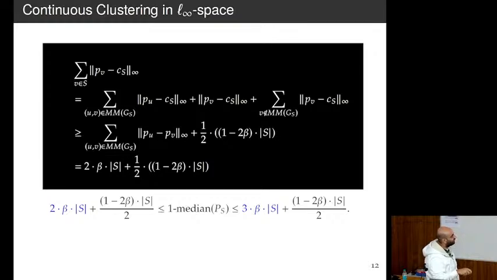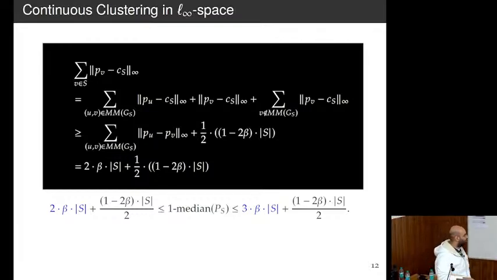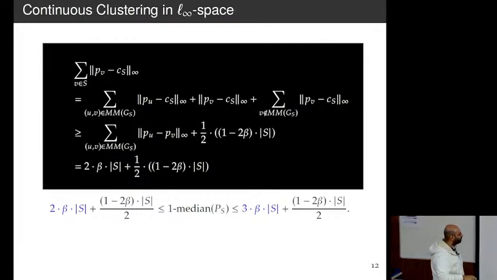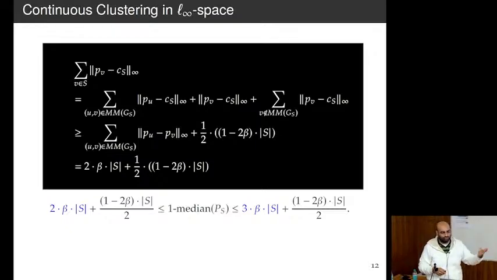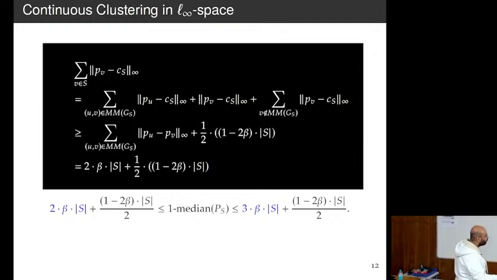So the number of points that are not in the max matching is 1 minus 2 beta times S. And for this, I know it's because things are adjacent, their distance is 2. So you get this quantity, 2 beta S plus half this thing. And in the upper bound, I just look at the independent set. I know there's an independent set of this size. I pay half. For the rest, I just pay the trivial bound. You're at most 3 half away from one of the centers. So you get this nice upper and lower bound.